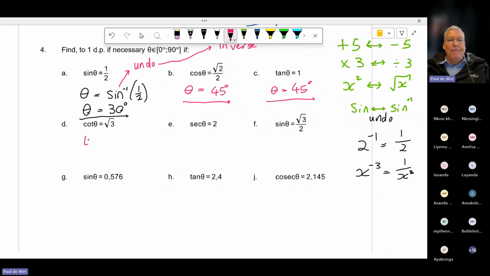What if I make this tan? What have I done? I have turned it upside down. Okay, so if cot theta is root 3, then what is tan theta? Turn this upside down as well, guys. It's 1 over root 3. Now, the problem is fixed because I can use my calculator to undo tan. Who can tell me what happens when I undo tan of 1 over root 3?